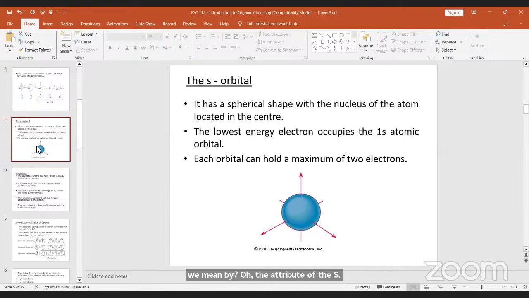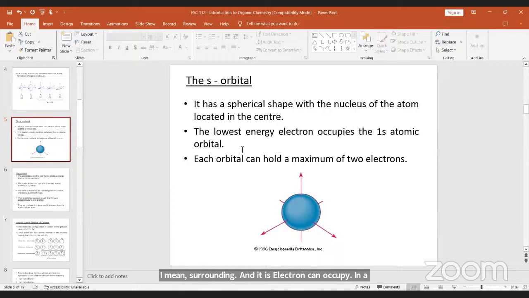As you go far in your chemistry, you'll be able to grasp the attribute of the d and f and so on orbital. But for the s orbital, it has a spherical shape with the nucleus of the atom located in the center. So the s orbital, more or less, is just encapsulating the nucleus of the atom. The nucleus of the atom is just in the middle, and the s orbital is just all over, surrounding it. Then it is the lowest energy level electron can occupy in an orbital.